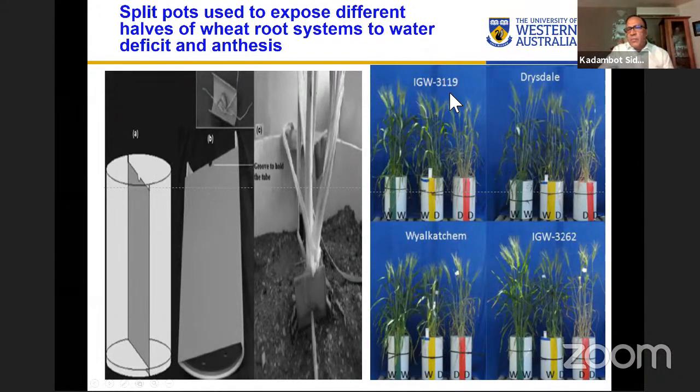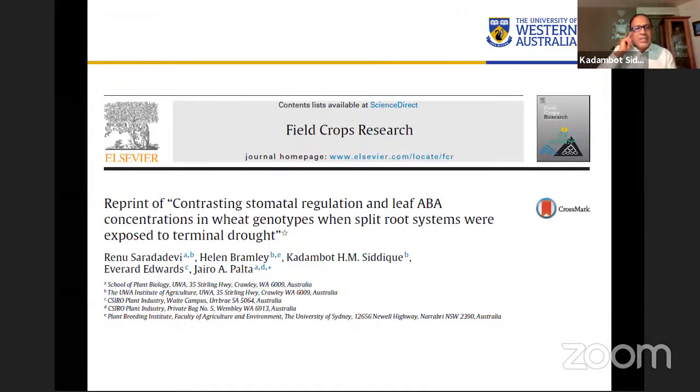So there were four genotypes, 3119 rice tail, which is very drought tolerant, and Wild Catcham, a Western Australian variety, and another breeding line. So you can see this pot is split, but the water cannot move, well watered during anthesis and maturity. And here, W stands for watered, drought after flowering, DD stands for after flowering no water. So this way we were able to understand the signal coming from the dry part of the root to the plant and so on. And that paper, contrasting stomatal regulation and leaf abscisic acid concentration with genotypes when split root system were exposed to terminal drought.